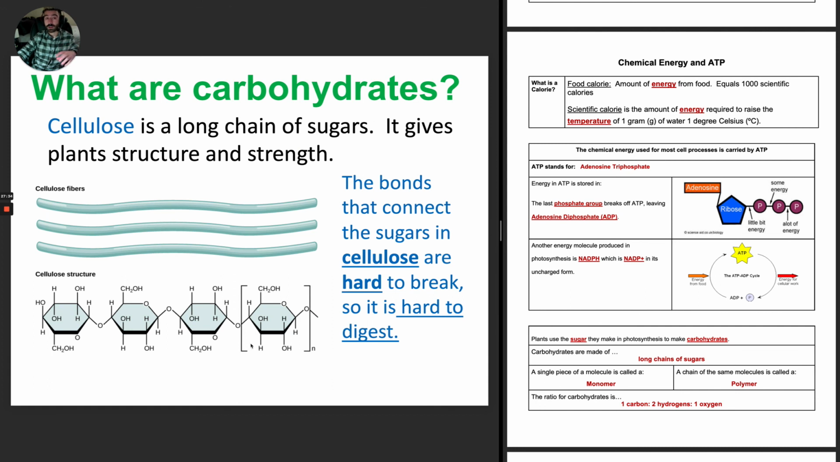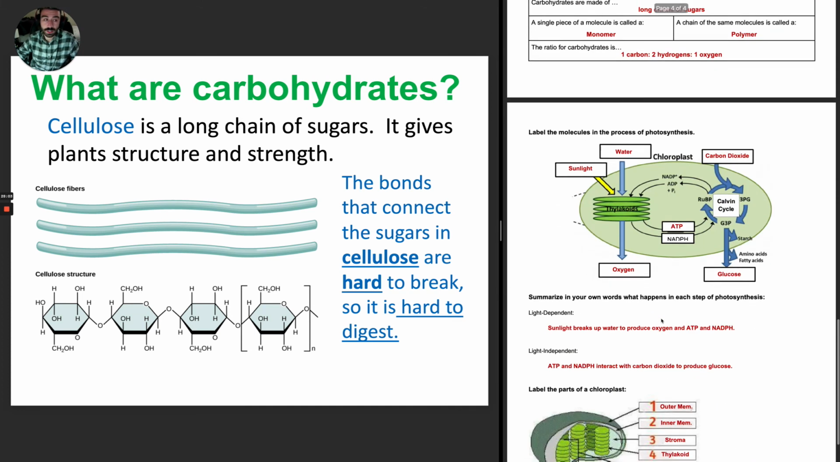Cellulose, on the other hand, is also a long chain of sugars, and this is the sugar that gives plants structure and strength. But the bonds that connect these are really hard to break, so it's hard to digest. So since we can't really digest cellulose, we need cellulase enzymes to help our bodies digest that. Now that's just kind of for funsies to know, just to keep it relevant.